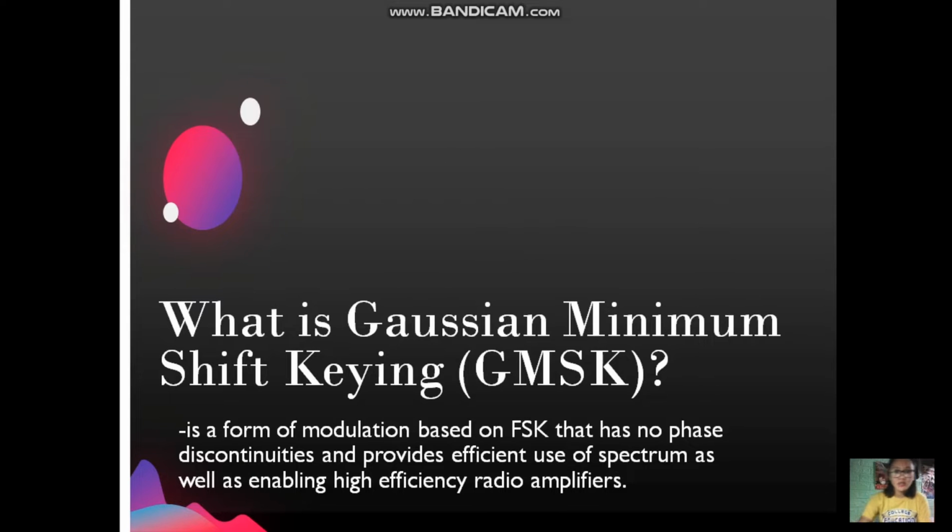Now, what is Gaussian minimum shift keying? It is a form of modulation based on FSK that has no phase discontinuities and provides efficient use of spectrum as well as enabling high-frequency radio amplifiers. And by the way, the full title of GMSK is Gaussian Filtered Minimum Shift Keying. It is a form of frequency modulation used in radio communication systems.